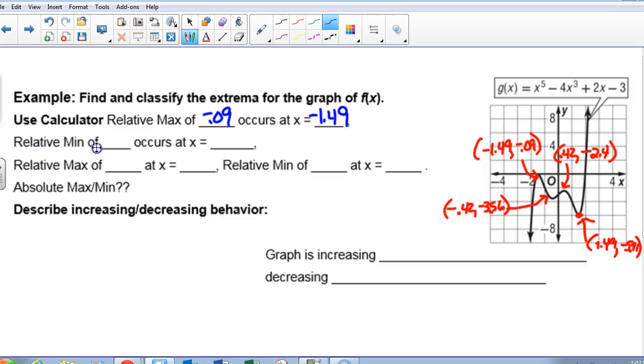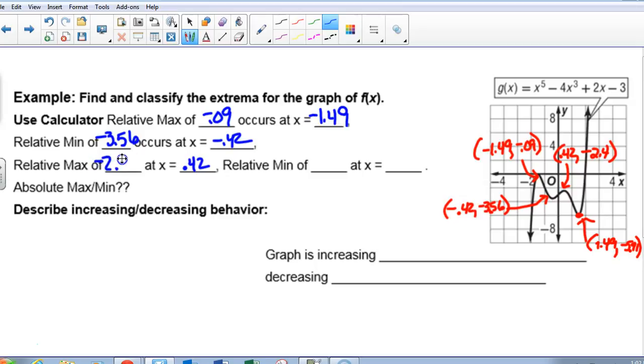Relative minimum, but be prepared on the multiple choice questions. They may state it like this, okay? Relative minimum of, what's the y value at one of the minimums? At x equals negative 0.42. Then we have a maximum that occurs at x equals positive 0.42, and the value is negative 2.